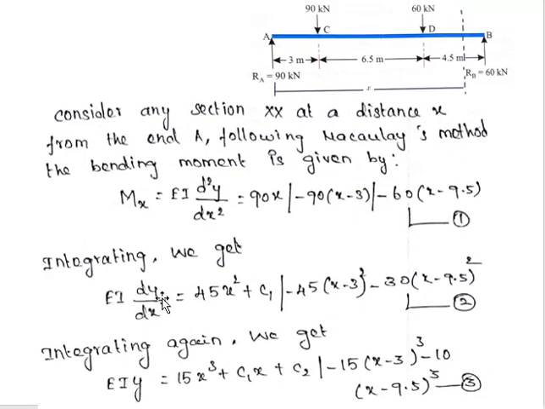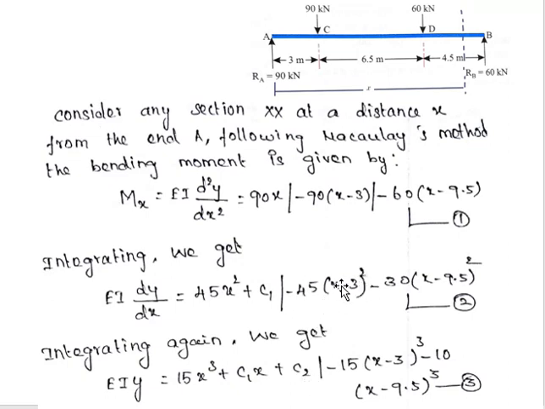EI into dy by dx. This dy by dx is integrated and we get y. So EI into y equal to 45x square. You integrate the x square, it becomes x cube by 3. So I divide this 45 by 3, which becomes 15. So 15x cube plus this constant. Integrating the constant, we get 1x. So C1 into x plus another constant added here, C2.